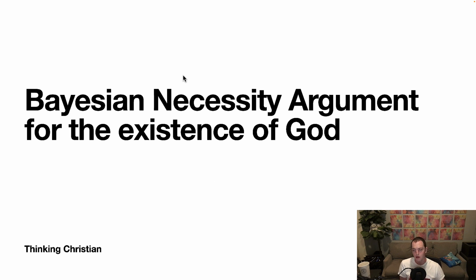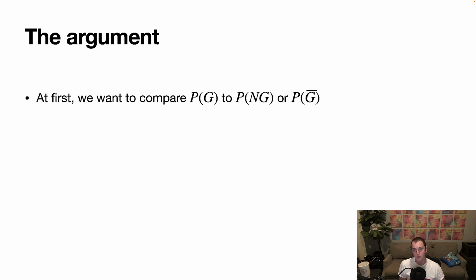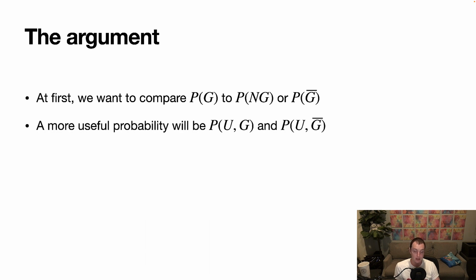So basically, we start out by saying we want to compare P of G, which is the probability that God exists, to P of NG, which is the probability that God doesn't exist, or what I'll just call P of G bar. And based on how probability works, P of G bar is just 1 minus P of G. So you have these what I'm going to call, we'll get to this in a minute, the prior probabilities, like what's the probability that God exists at all, and what's the probability that God doesn't exist? Who knows?